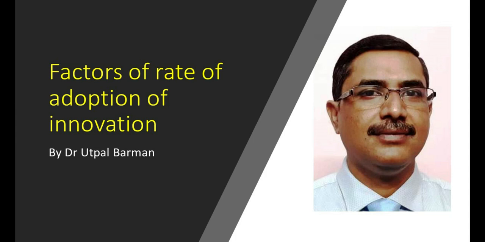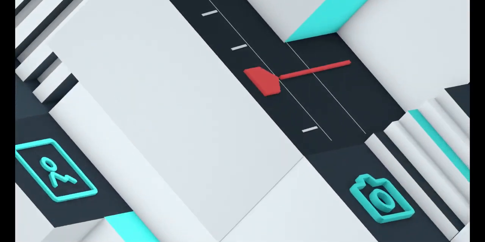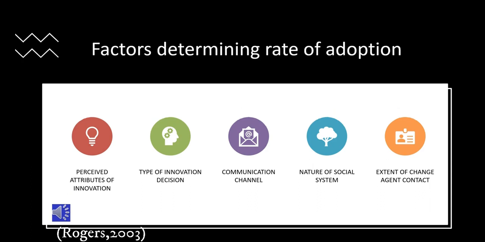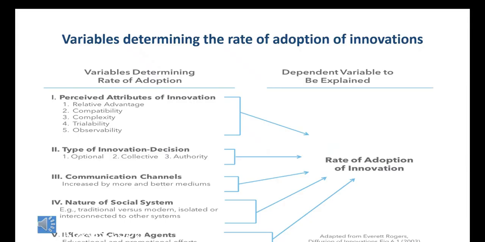Today we will discuss factors determining the rate of adoption of innovation. Rogers identified 5 factors for determining the rate. These are perceived attributes of innovation, type of innovation decision, communication channel, nature of social system, and extent of change agent contact. Those variables determining the rate of adoption of innovation can be explained in this diagram.